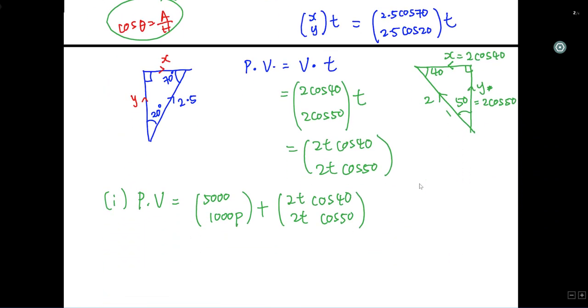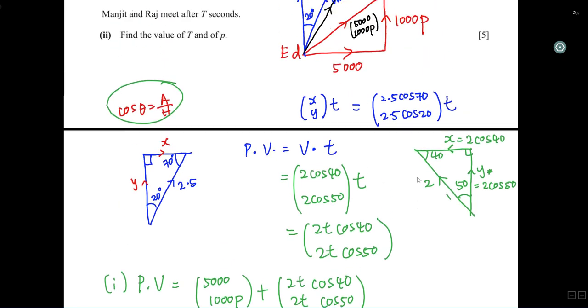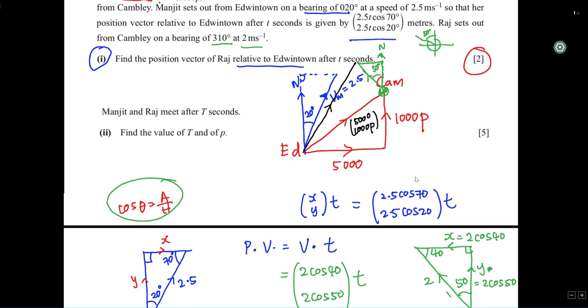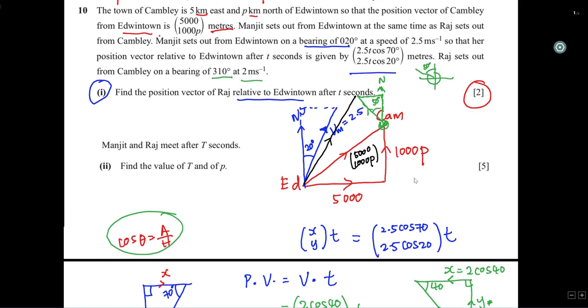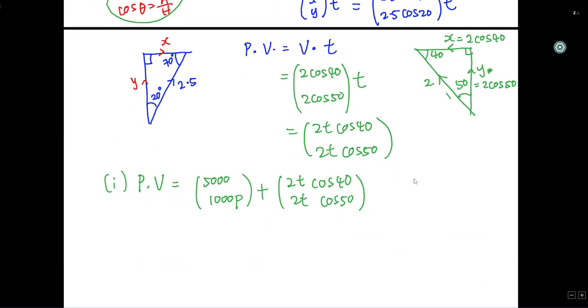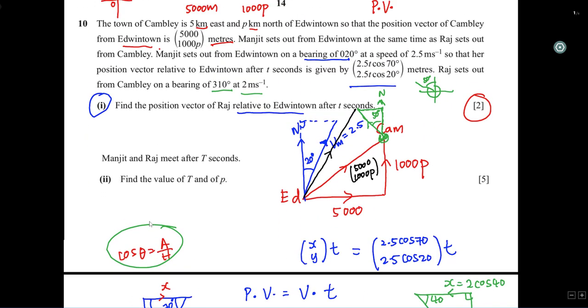I guess actually we should have a faster way to straight away get this one. But in order to make you understand, I actually go a long way to explain to you how to get these 2 marks. Then we know this one is the position vector of Ra. And just now it was given this is the position vector for Manjit.